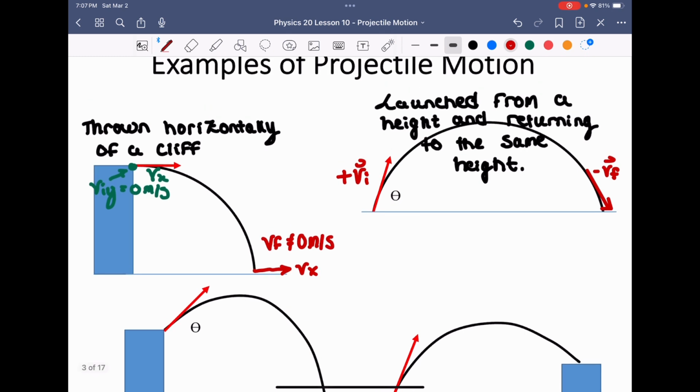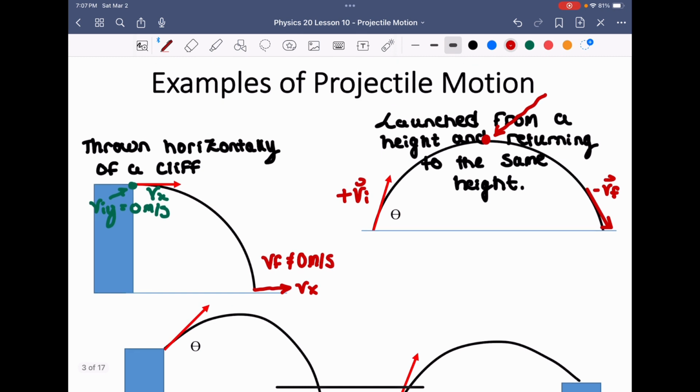And then right at the very top, we found out from even our labs from before, that right at the top where it transitions from positive to negative velocities, this is 0 meters per second, right at the very peak.